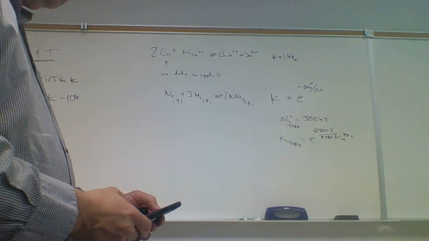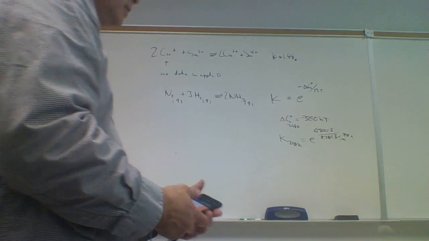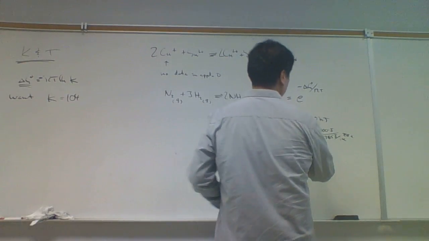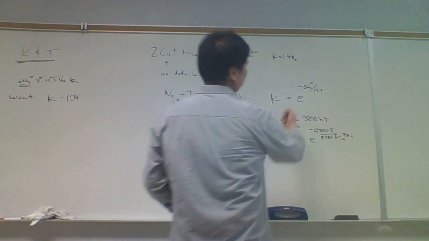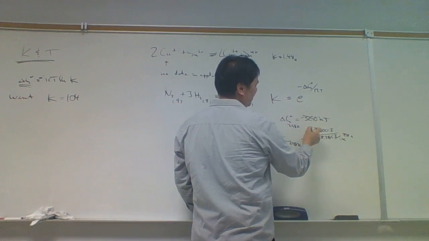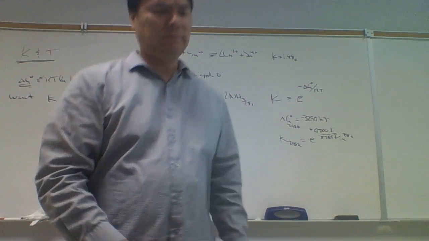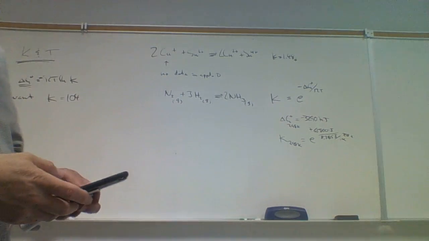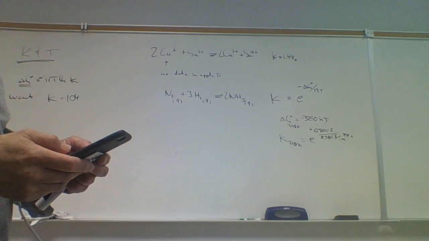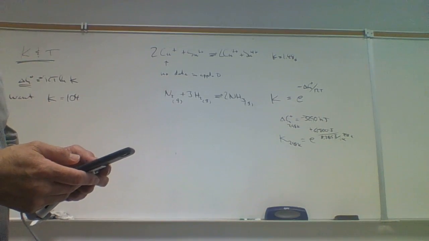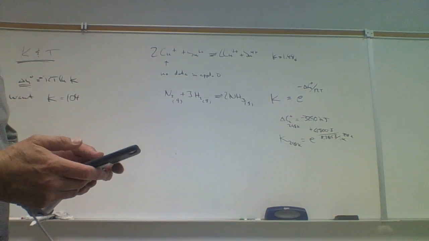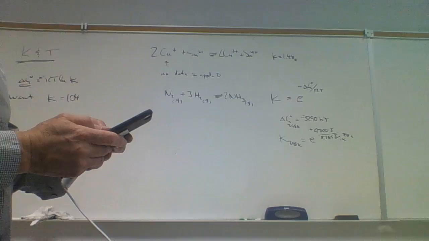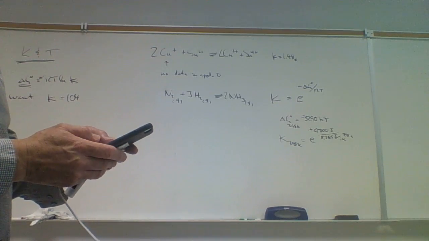So let's see what we have here. This should be a negative. Oh, but it's a negative times a negative. A negative times a negative gives us positive. Is that right? Yeah. All right, so we do this, and what do we get?